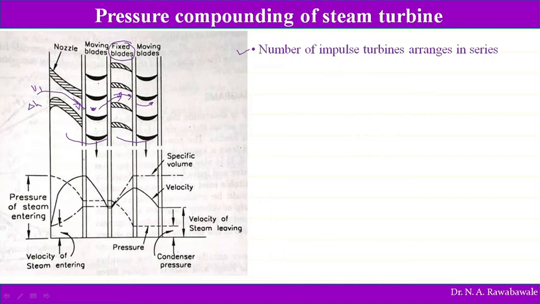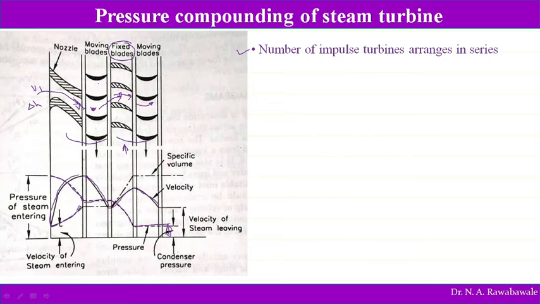So here if we see, the pressure is going to reduce in the first nozzle, whereas velocity increases in this nozzle. When it passes through the moving set of blade, velocity gets reduced, and pressure remains constant. When it passes through the set of fixed blade, again the pressure falls, whereas velocity is going to increase. When it passes through the set of moving blade, velocity gets reduced, pressure remains constant, and it comes out at the condenser pressure. So the specific volume of steam is going to increase.